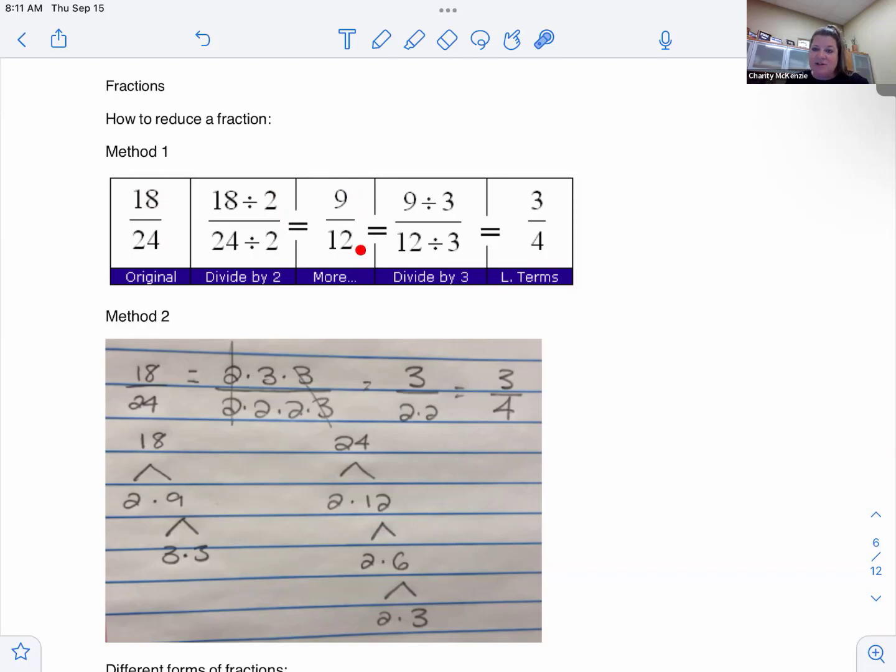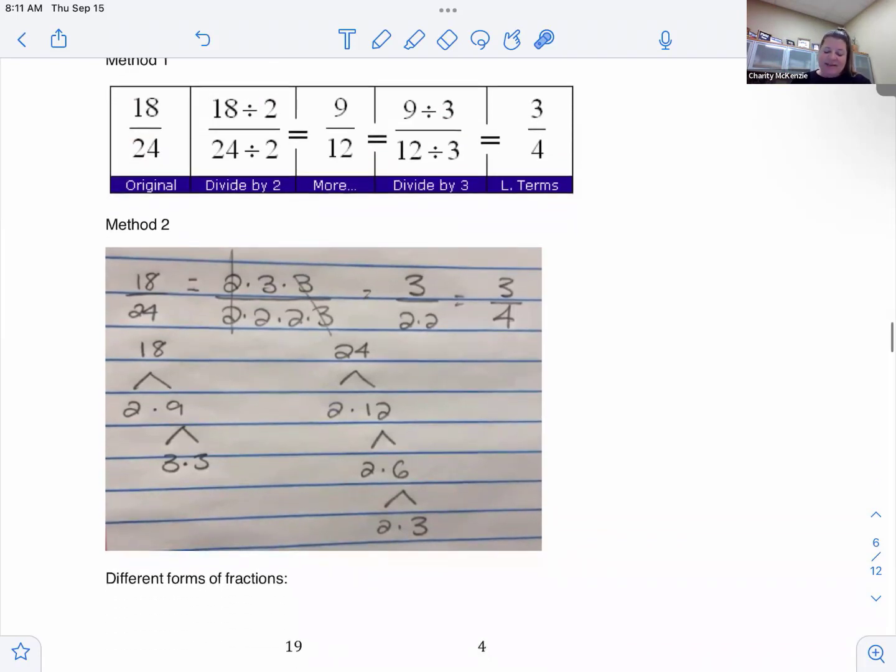Oh, good, now I'm at 9/12. Oh, 3 goes into both of those. Divide by 3, I'm at 3/4. That's the lowest we can go. Or you were like, oh, 6 goes into the original, which would bring you straight to 3/4. So you divide the top and bottom by the same number.